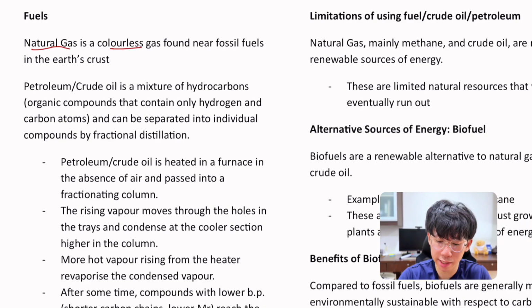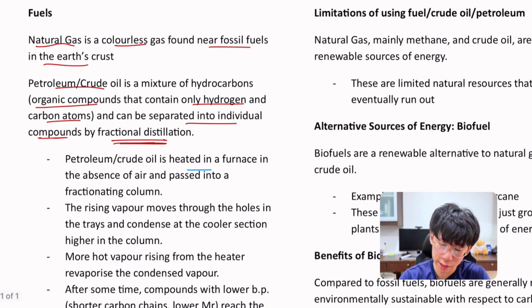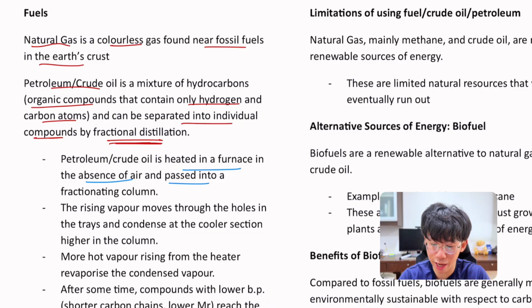Natural gas is a colorless gas found near the fossil fuels in the Earth's crust. Petroleum or crude oil is a mixture of hydrocarbons, which are organic compounds that contain only hydrogen and carbon. These can be separated into individual components via a separation technique that you have learned before, which is called fractional distillation. Petroleum or crude oil is heated in a furnace in the absence of air and passed into a fractionating column.